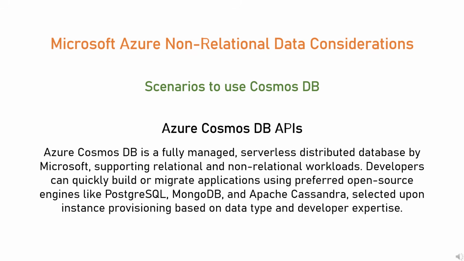Azure Cosmos DB APIs. Azure Cosmos DB is a fully managed, serverless distributed database by Microsoft, supporting relational and non-relational workloads. Developers can quickly build or migrate applications using preferred open source engines like PostgreSQL, MongoDB, and Apache Cassandra, selected upon instance provisioning based on data type and developer expertise.